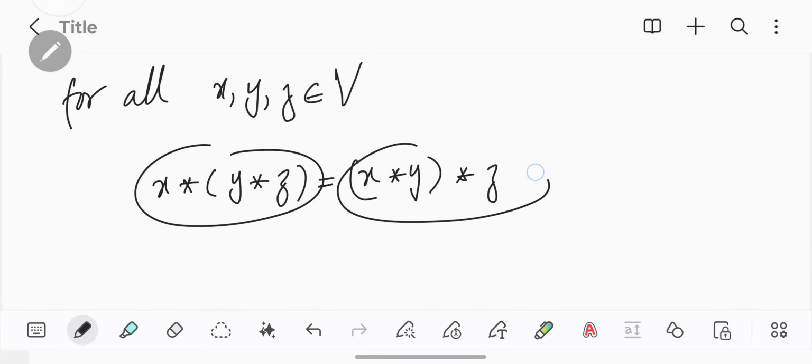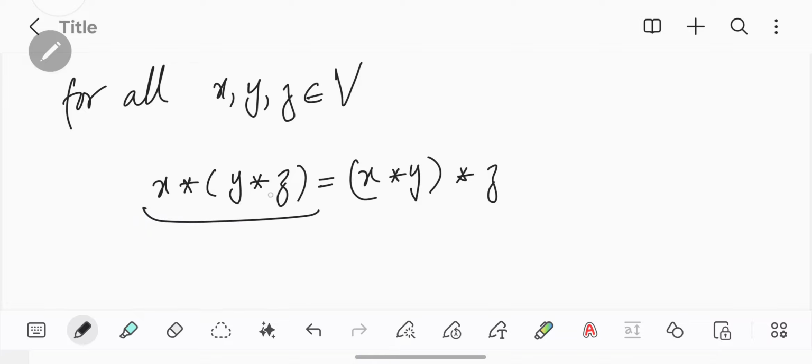What is meant by this and what is meant by this? Here, this means if you operate y and z first and then you operate x with the result, or if you operate x and y first and then you operate the result with z, you will get the same answer, right? That means on this side of the equation, you are operating these two first, but on this side, you are operating these two first. That means operating any two elements first does not change our answer.